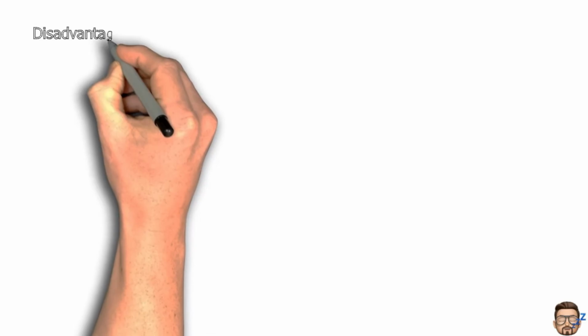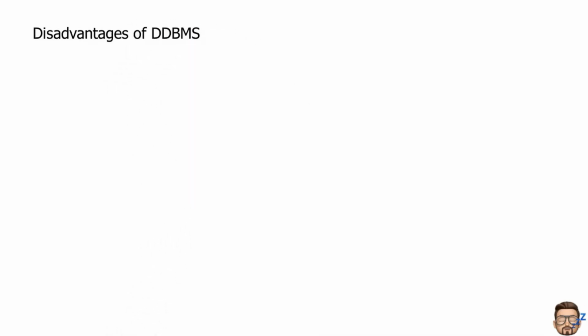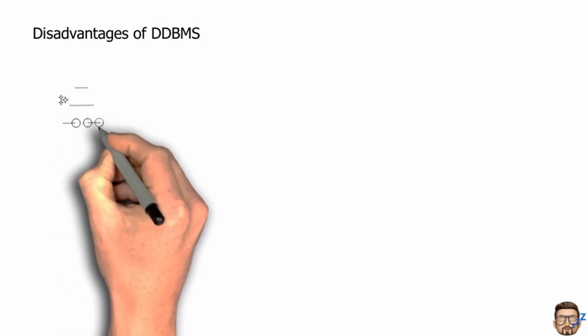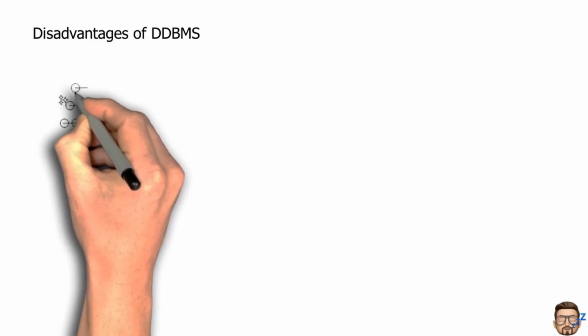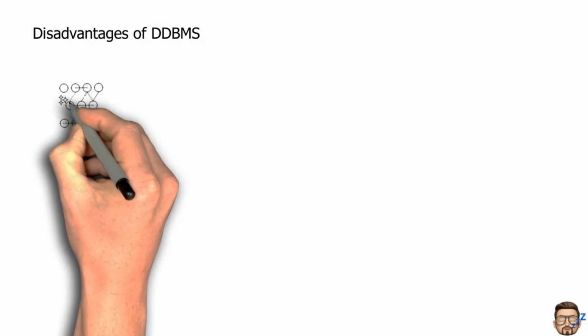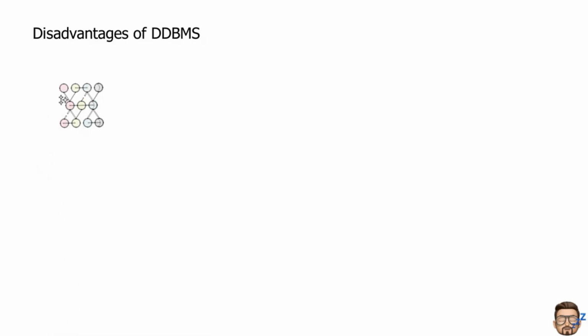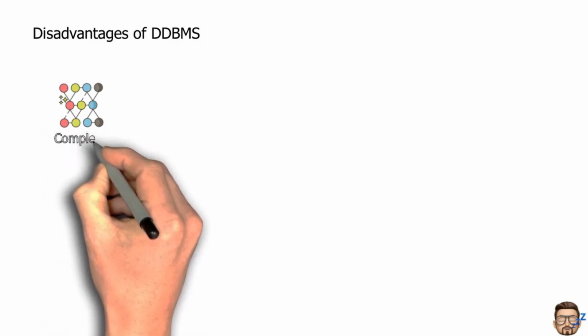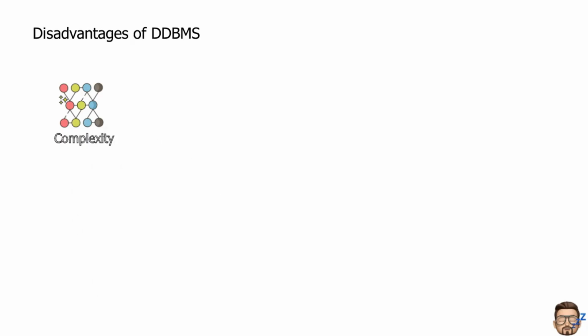Let's take a look at the disadvantages of DDBMS. The first one is complexity. A DDBMS that hides the distributed nature from the user and provides an acceptable level of performance, reliability and availability is inherently more complex than a centralized DBMS. The fact that data can be replicated also adds an extra level of complexity to the DDBMS.